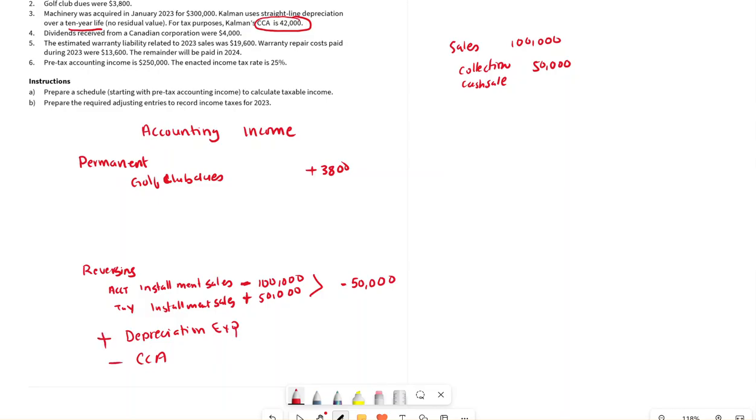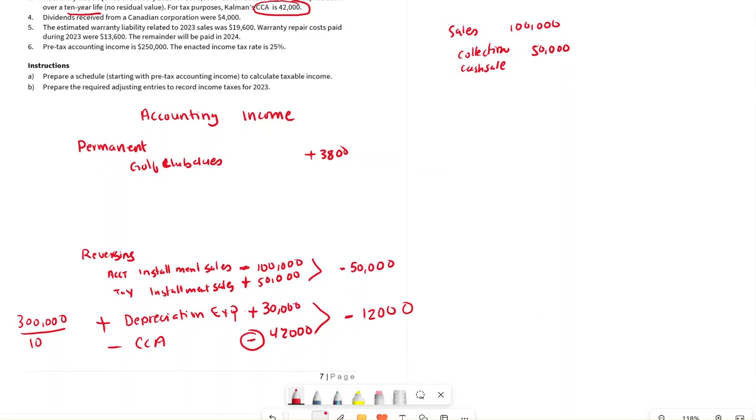How much was my depreciation? They didn't tell us. 300,000 divided by 10 is my 30,000. I will add back the 30,000, and I will have to subtract the 42,000. That is my current year. My sign is negative because my bigger number is the negative, so that will be minus the 12,000.